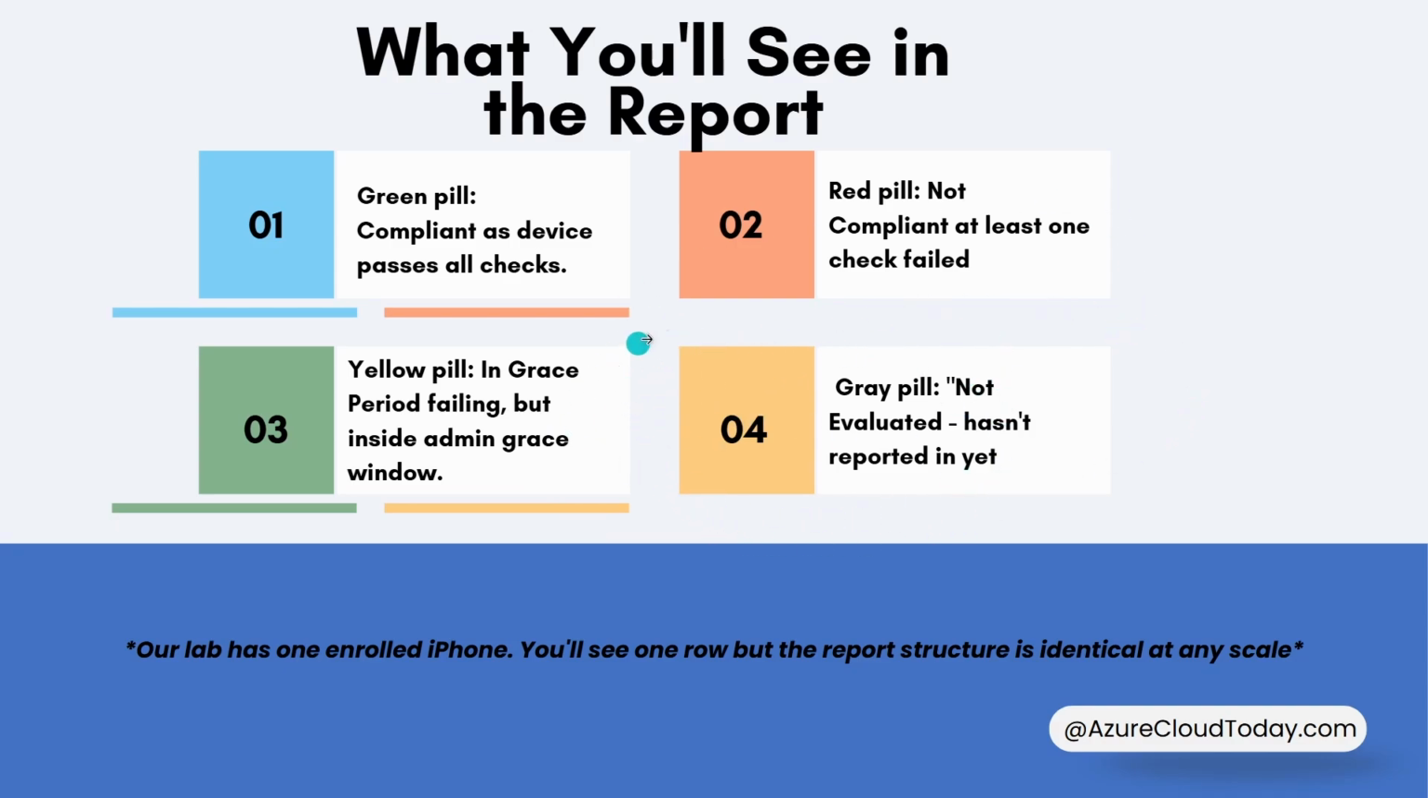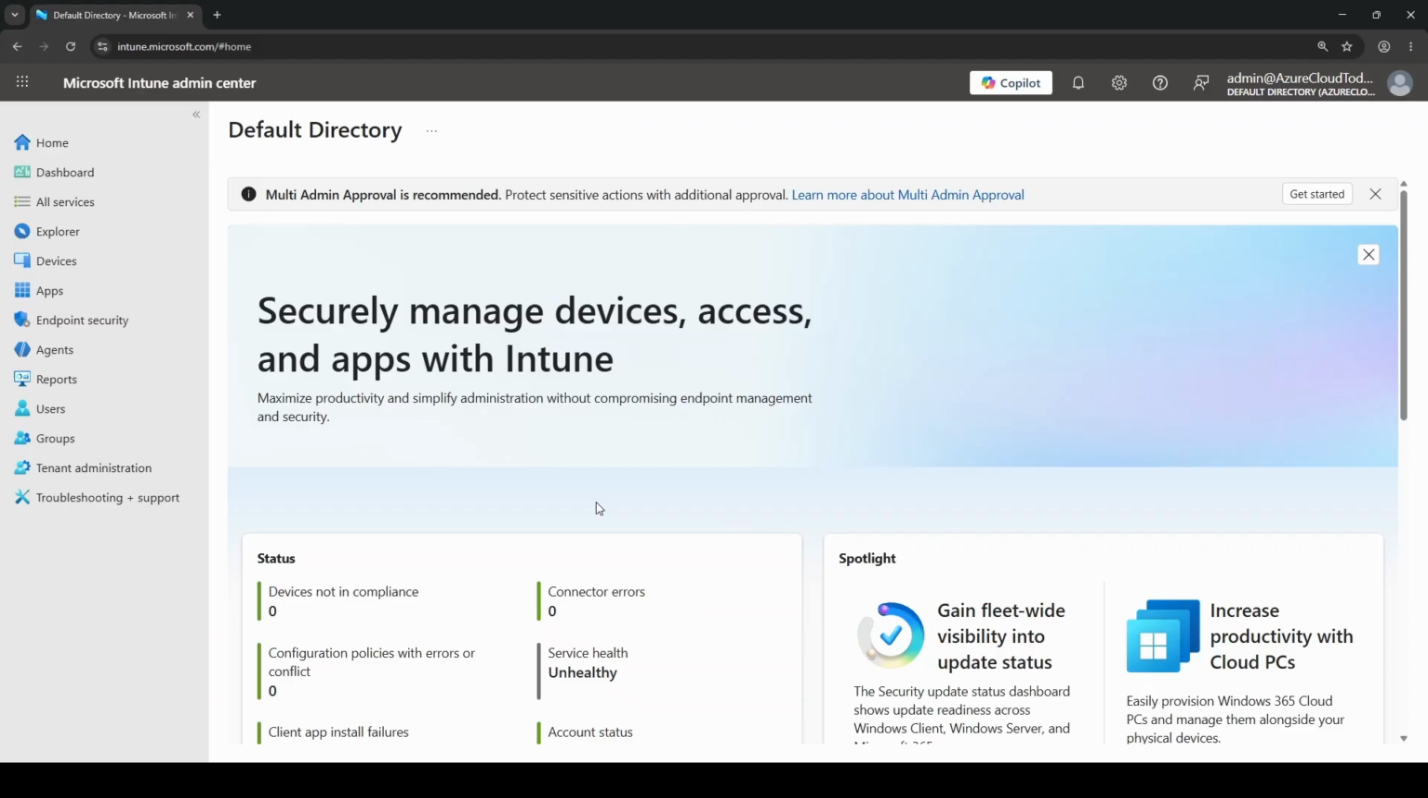At this moment of time, I only have one iPhone enrolled in Microsoft Intune. So you'll see only one entry for it in the report. However, even if you have hundreds of devices like in a corporate environment, the flow would stay the same.